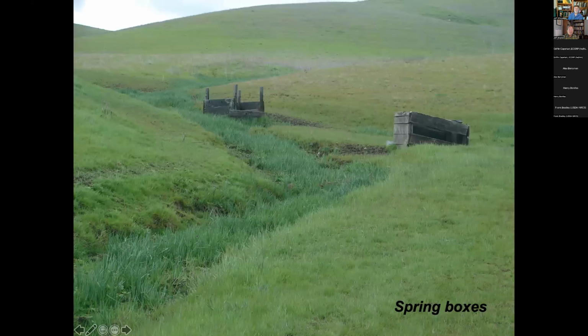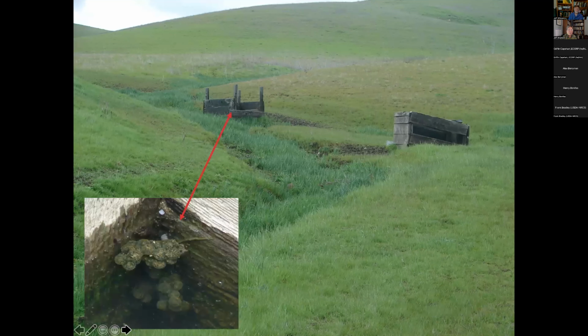And then Jeff and I just had this publication come out recently. We can send it to you if you're interested. We find red-legged frogs in spring boxes quite commonly. And by quite commonly, I would say every time we find a spring box that's wet, we find red-legged frogs in it. They do quite well in these kinds of systems. This one had some egg masses in it. This is a remnant of it. So look in those kinds of features too.